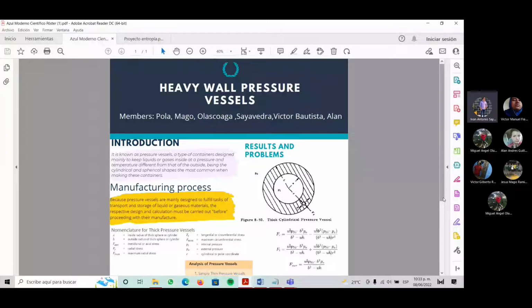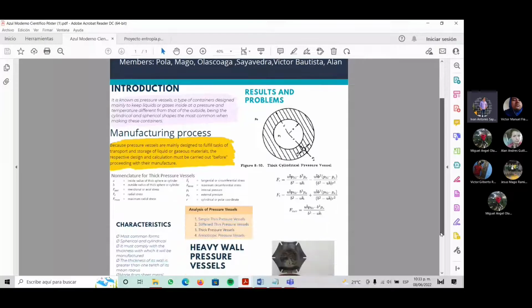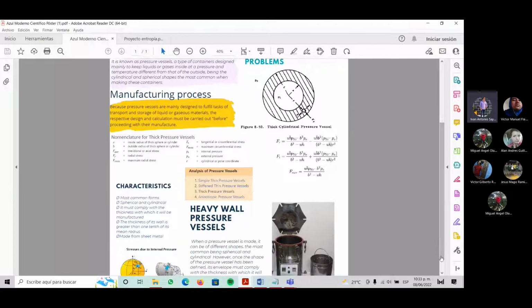Manufacturing process. Pressure vessel fabrication is an extremely complicated process. It is a detailed and precise process. It involves the control, coating, forging or rolling, bending, welding, and assembling processes of metals for vessel fabrication. And because pressure vessels are mainly designed to fulfill tasks on transport and storage of liquid or gas materials.